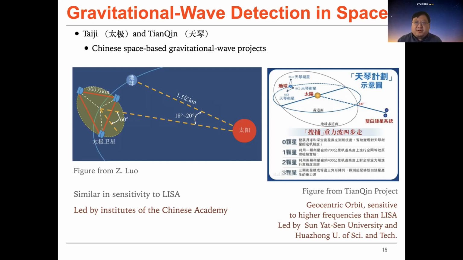It's proposed by Professor Luo Jun from Sun Yat-sen University, also from Huazhong University of Science and Technology. Here, it's more like an Earth geocentric orbit. And here, the Tianqin project may have a slightly higher band of sensitivity than LISA and Taiji. So these are the space-based detectors.